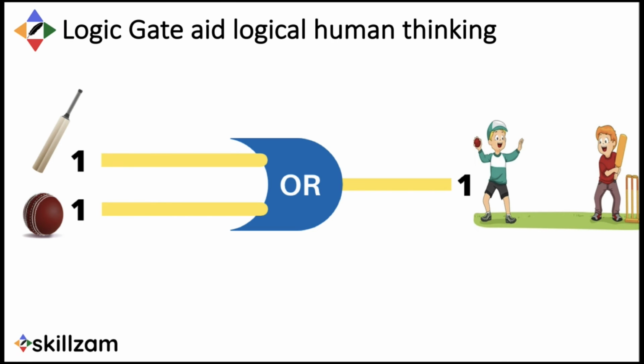That was a vast simplification of the complicated logic that humans compute when we decide whether to play cricket. But it shows you that logic is something that relates very much to the real world outside the computer.